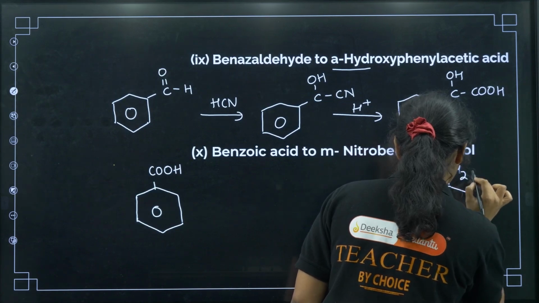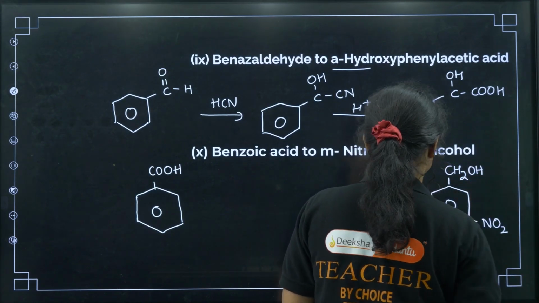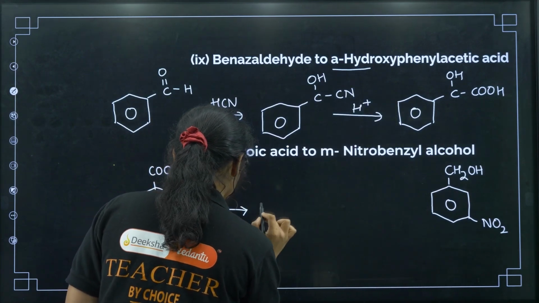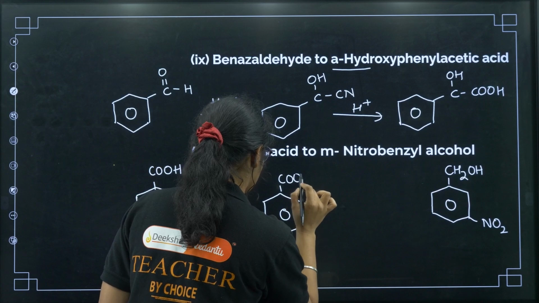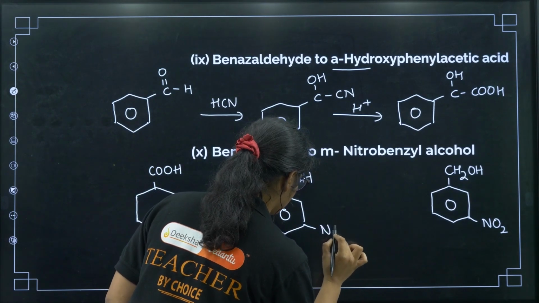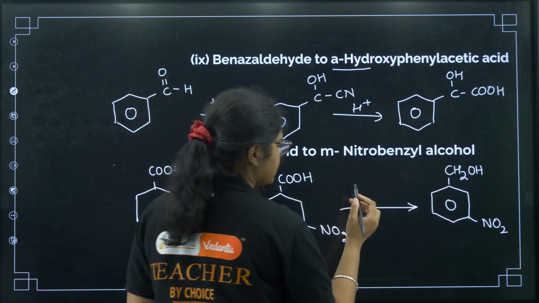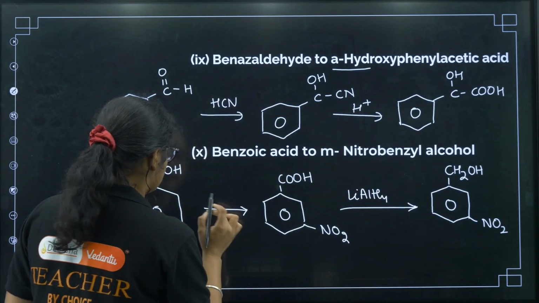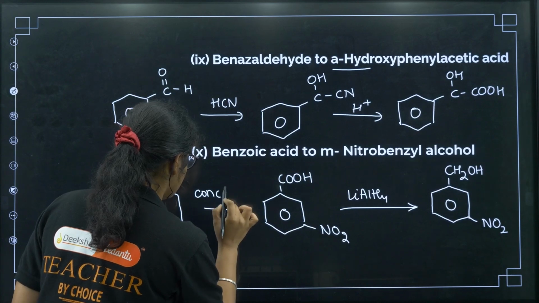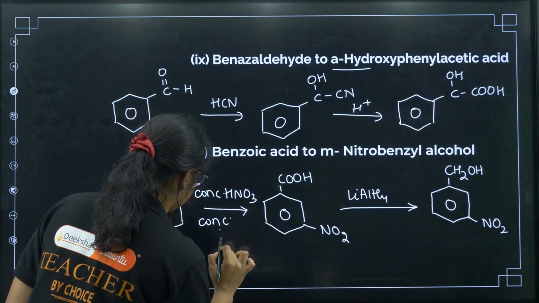So first of all I can do nitration. If I do nitration, I'll get an NO2 group here. Then COOH to CH2OH, you can just reduce it by using LiAlH4, and for the nitration you can use concentrated HNO3 and concentrated H2SO4.